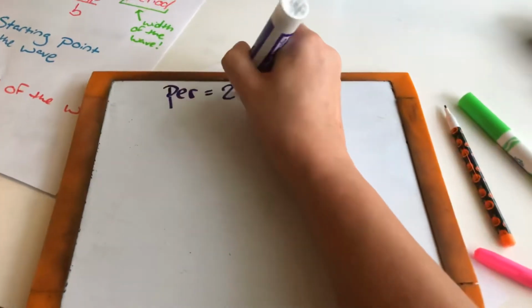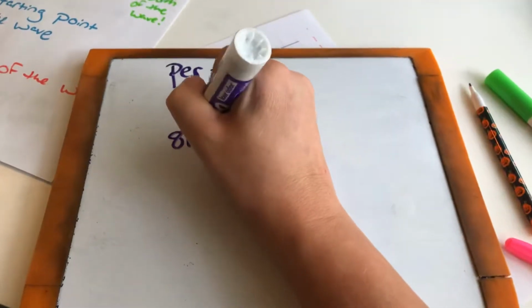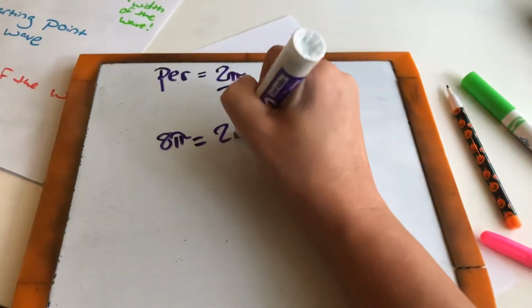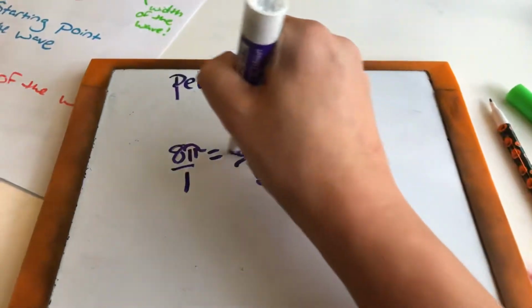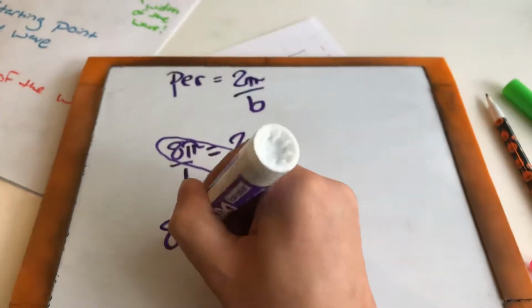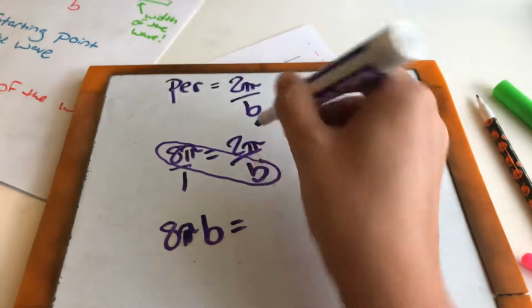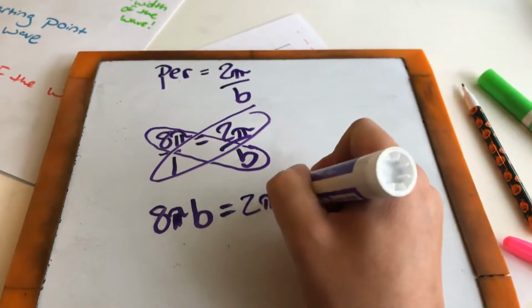Period equals 2 pi over b. And we had just found out that our period is 8 pi, so plug that in. And let's solve for b. The easiest thing would just be to put this over a 1 and to cross multiply. So we get 8 pi b equals 2 pi times 1, which is 2 pi.